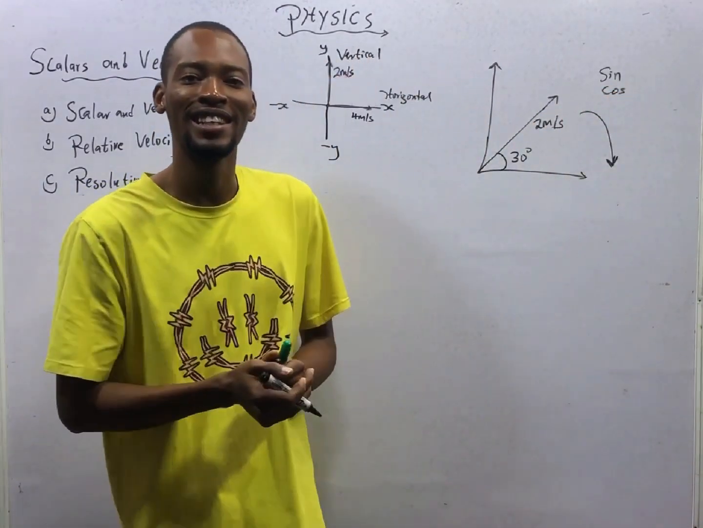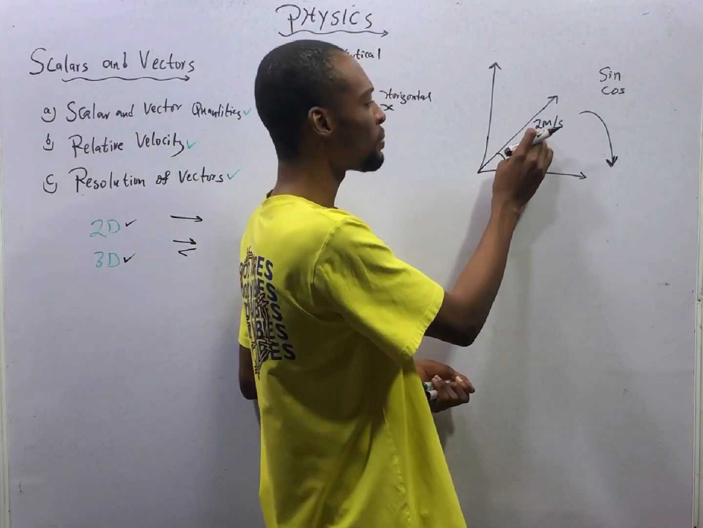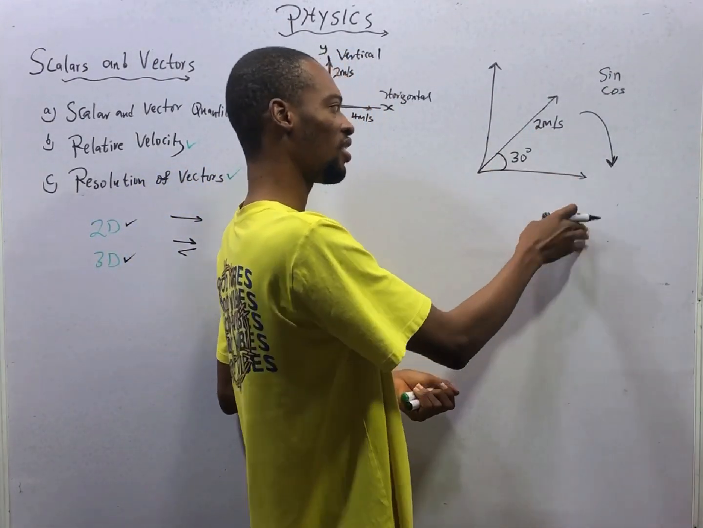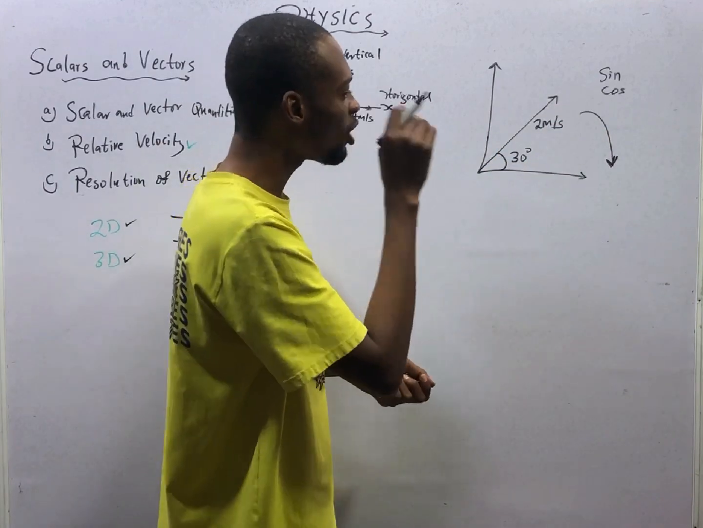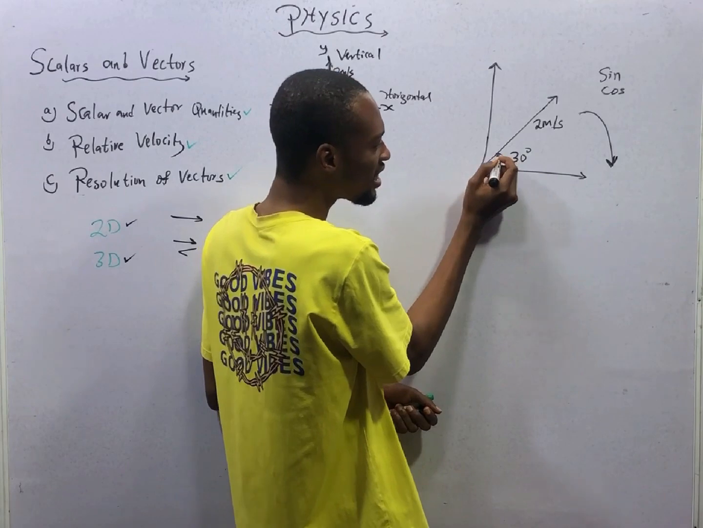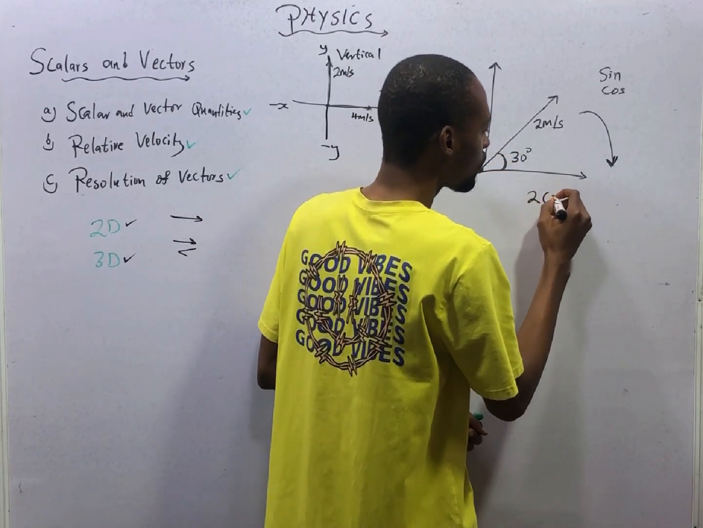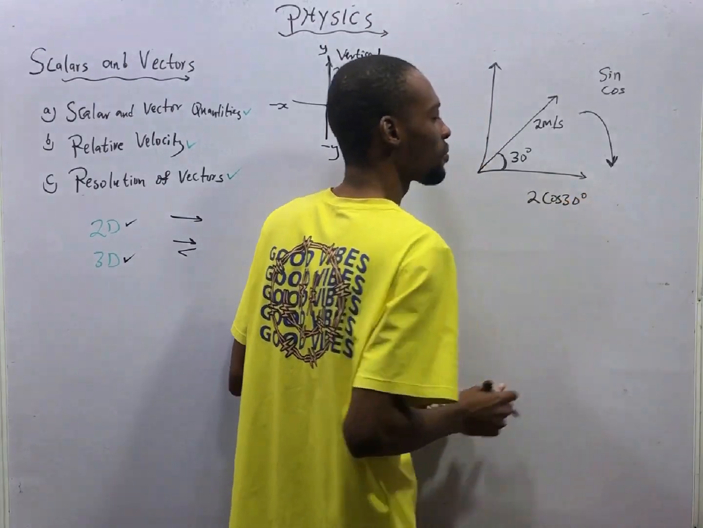What is opening and what is closing? If I say resolve these 2 meters per second to the horizontal or to the x-axis, you are simply closing. You are resolving, you are pushing it down to the x-axis. You are closing this 30 degrees. So since you are closing, it is 2 cos 30 degrees.